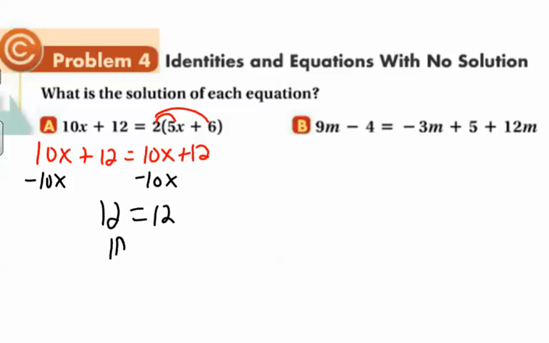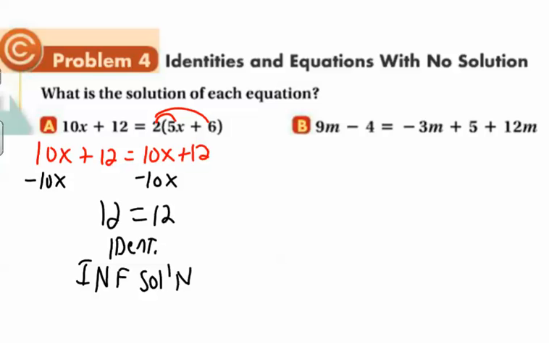This is what's known as an identity. This means you have infinite solutions. And the reason why I have infinite solutions is because no matter what I plug in for x, it's always going to work. Because 12 is always equal to 12. 12 is always going to be equal to 12.